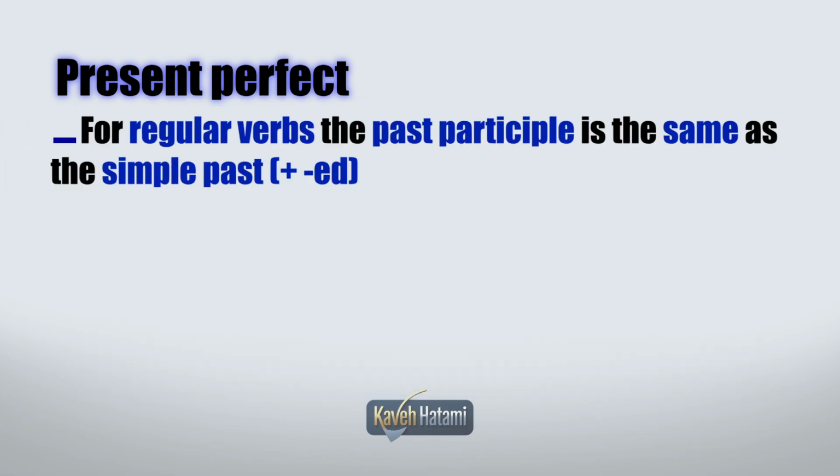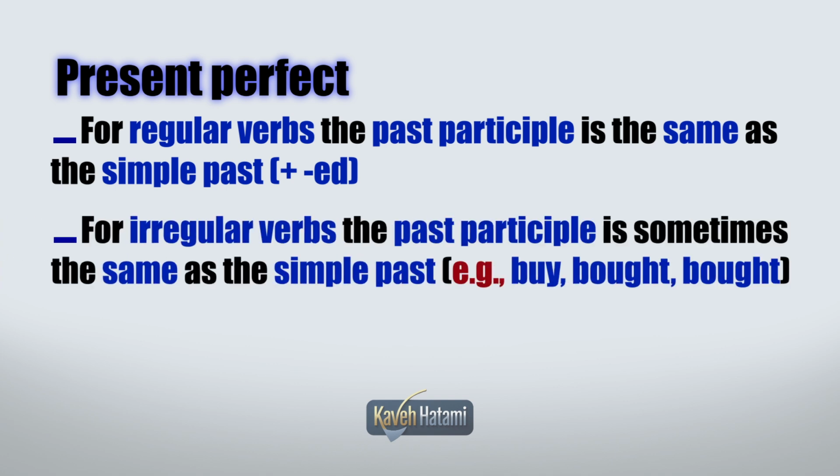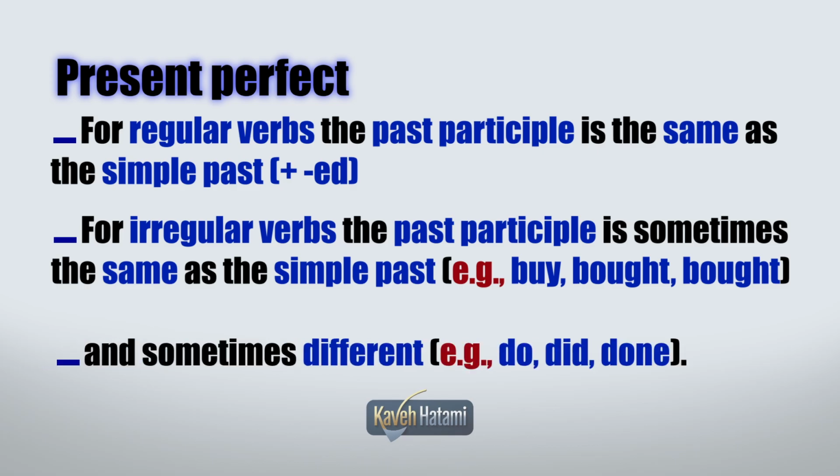For regular verbs, the past participle is the same as the simple past. For irregular verbs, the past participle is sometimes the same as the simple past. For example, buy, bought, bought. And sometimes it is different. For example, do, did, done.